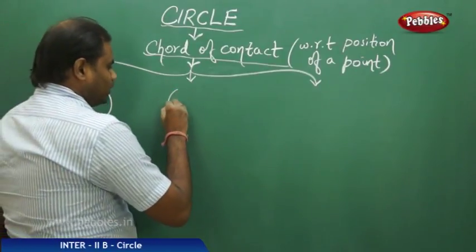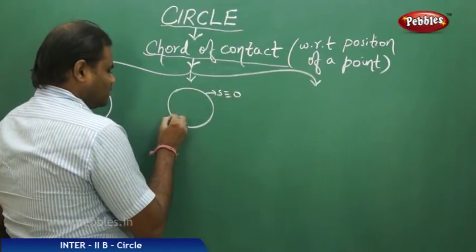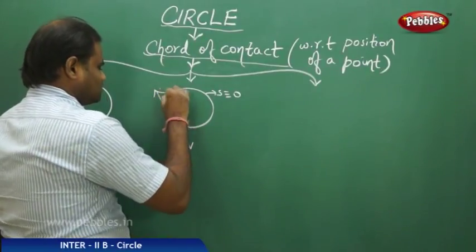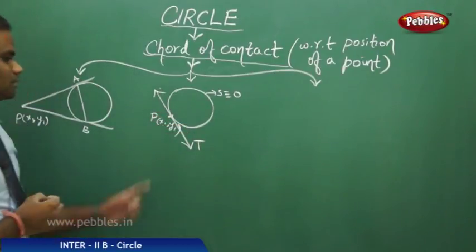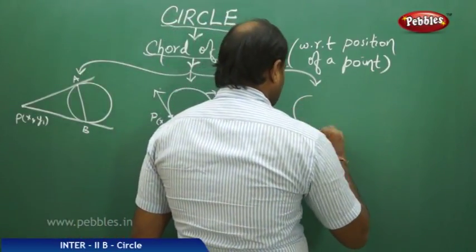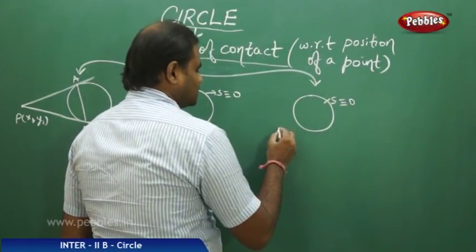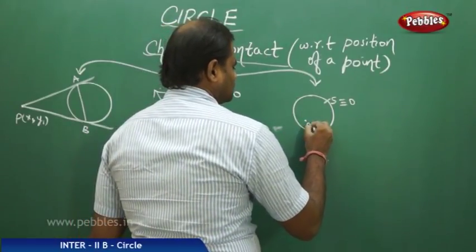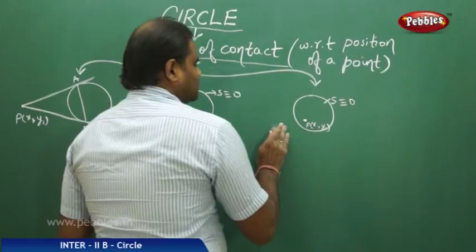For case 2, where the point is on the circle, I have only one tangent. Now case 3, where the point is inside the circle, I do not have any chord of contact.